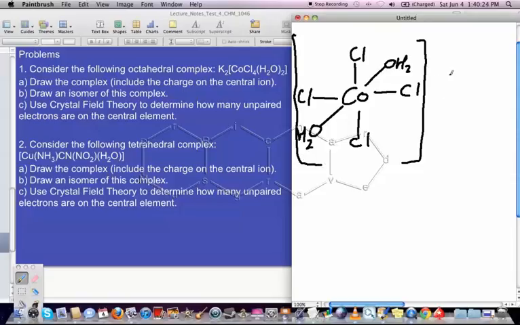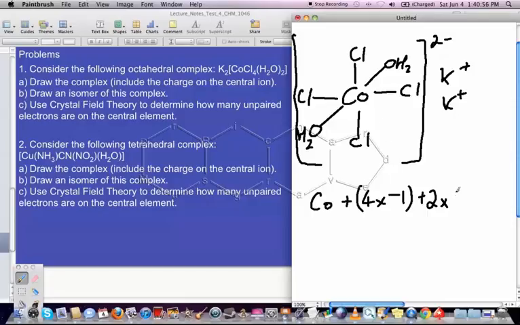Now we've got 2 potassiums on the outside. That's going to be K plus, K plus. That means that everything in here has to be 2 negative, or negatively 2 charged, because that's all positive 2 over here. So now we need to figure out what the charge on the cobalt is. So we know that cobalt plus 4 times -1 plus 2 times 0. Now the 4 times -1 is for the chlorines. They're all negatively 1 charged, and the water is 0 charge.